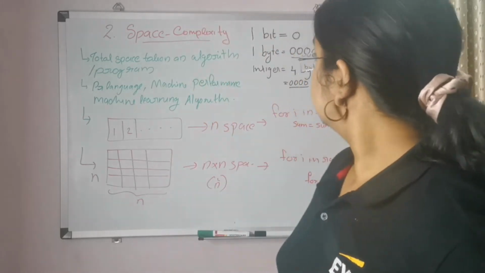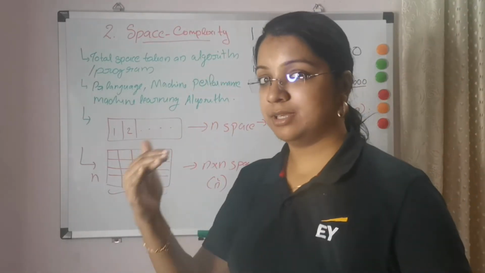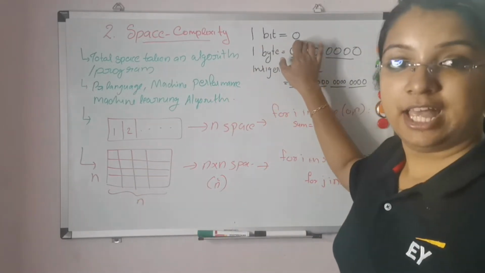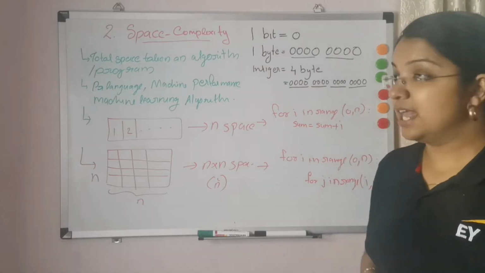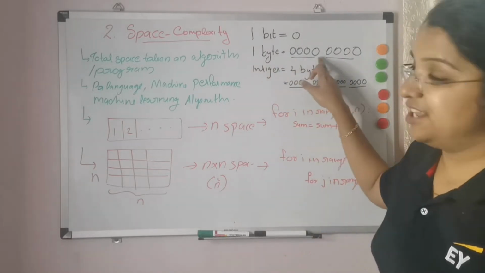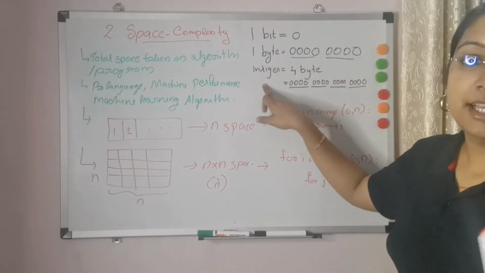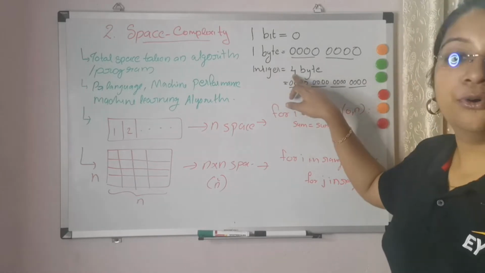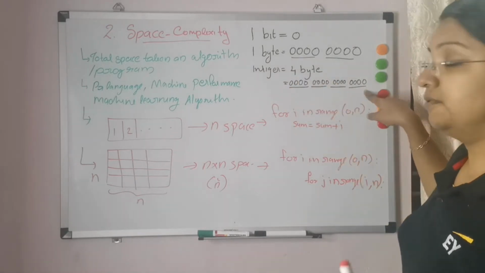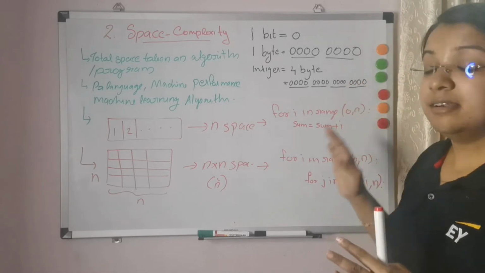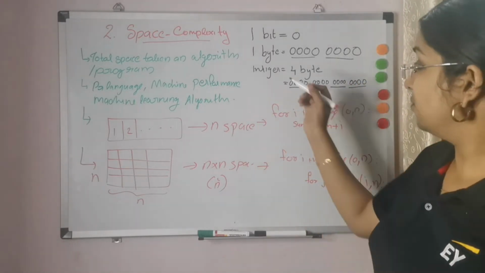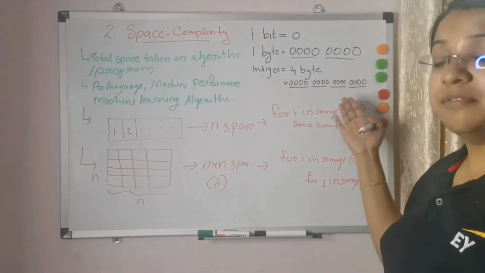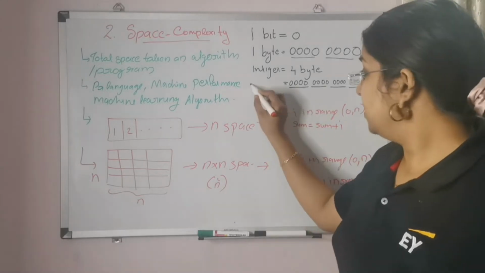First, I will discuss this from scratch. Everyone knows 1 bit means 1 unit, and 1 byte equals 8 bits. This is the space. In C, we know an integer is stored in 4 bytes, so this much space is needed for one integer. If you store one crore integers, how much space will be required?